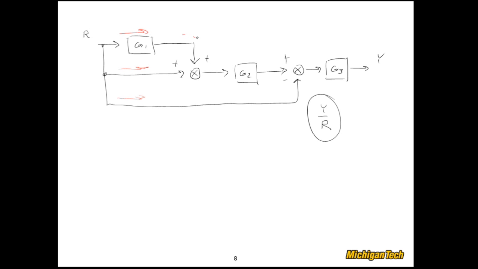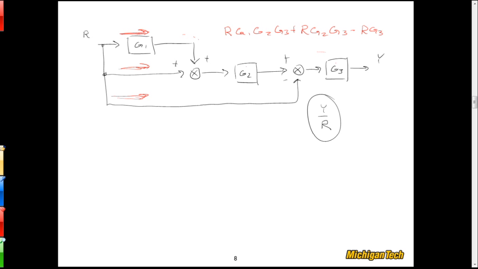If you follow this path all the way through, you can see that you'll have a component of Y that's equal to R times G1 times G2 times G3. And then along this path, you'll have, well, I can actually write that down, R, G1, G2, G3. So that would be from this path. And then from this path, we'll have plus R times G2 times G3. And then from this path, we'll just have a minus R G3.